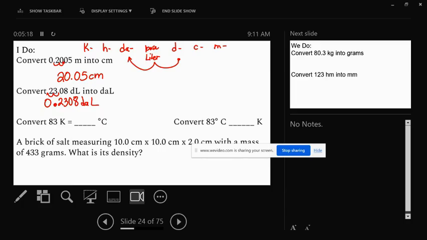Back at your notes, what does it say to do to go into Celsius? Yep, so I'm going to subtract. So I'm going to go minus 273 here. So I got negative 190. Is that what you got?